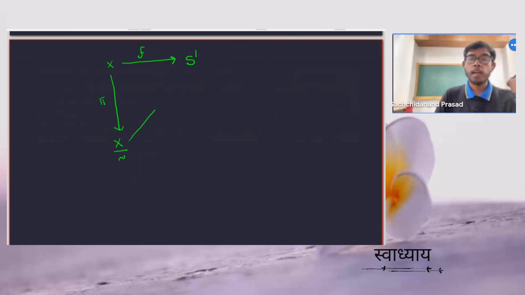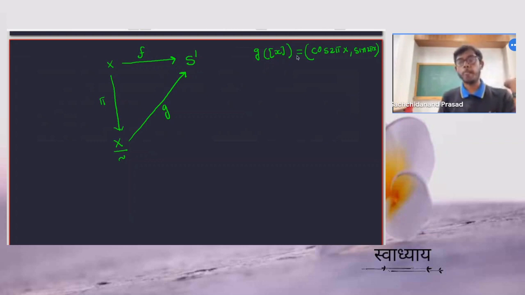So by the theorem, I'll be getting a map G. And what is G here? G of x will be equal to cosine 2 pi x and sine 2 pi x. This is my map, and G is continuous. Now, we also note that G is a bijective function.